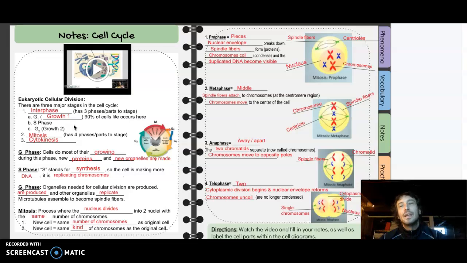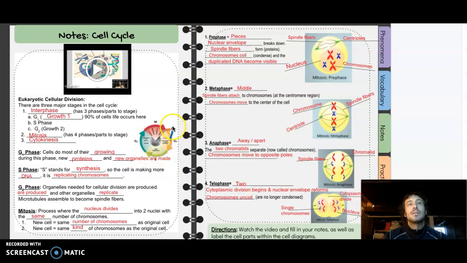And then the G2 phase is another growth phase, but this is to specifically get ready to divide. So now the cell is growing by adding things that are useful for its division. So that would include spindle fibers and microtubules and centrioles, that type of thing. Okay, so if you look here again on our little diagram, you get the G1, the S, and the G2. Those all are interphase.